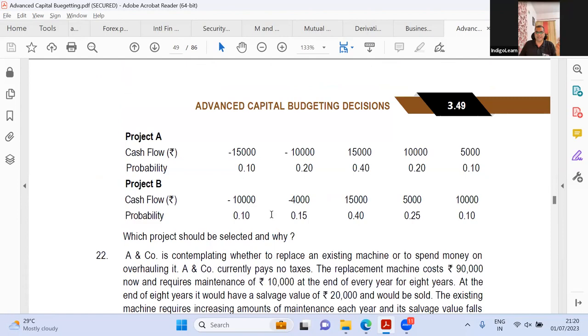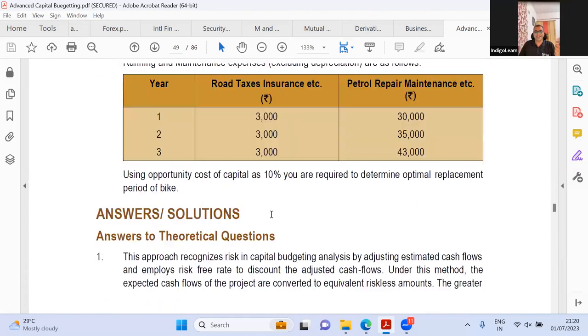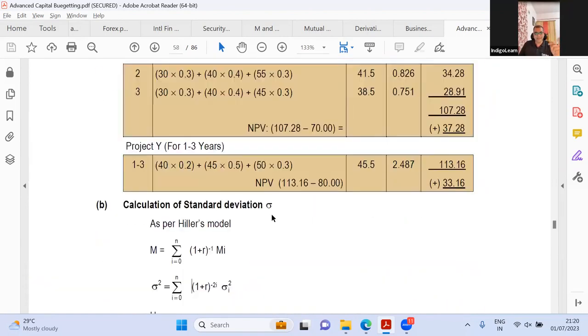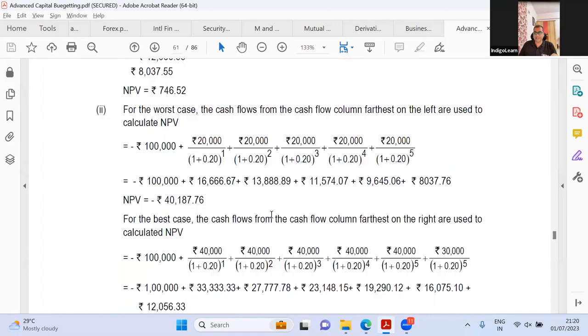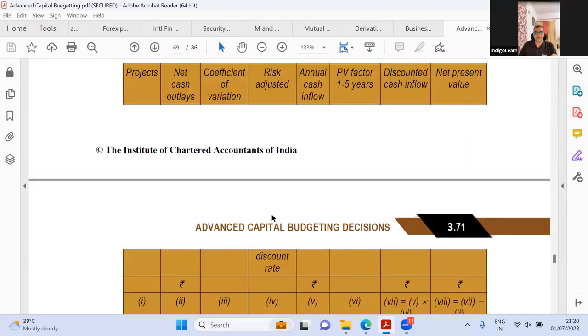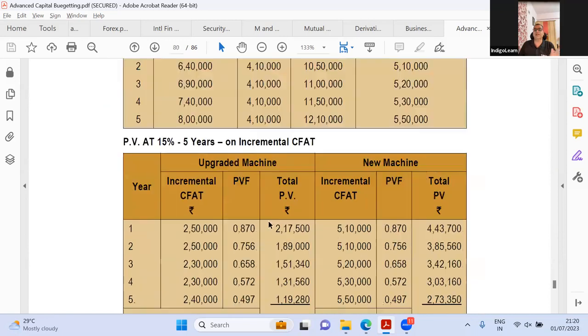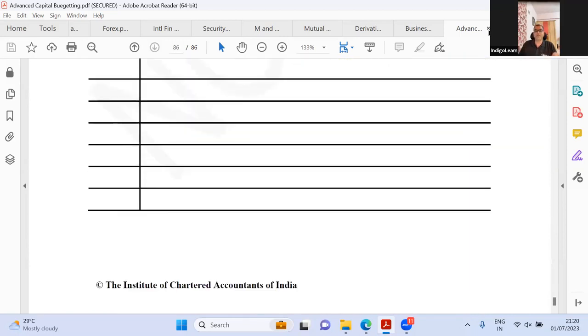Of course, the way ICAI is, they can make anything confusing and convoluted. But other than that, I don't think this is a particularly difficult chapter. This is a fairly simple chapter. I don't see anyone unnecessarily struggling with this particular chapter because a lot of you would have done something very similar in CA Intermediate Financial Management.